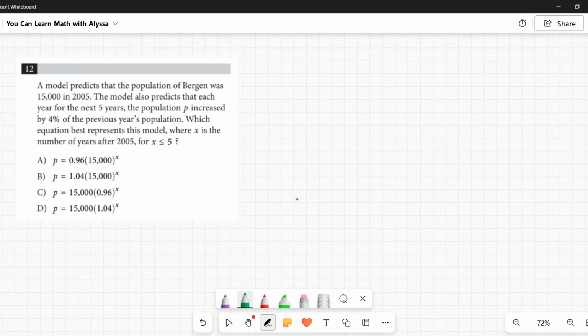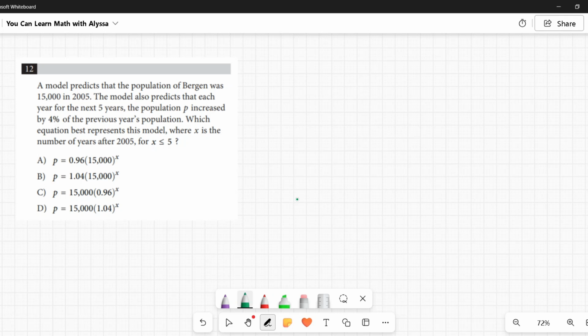Number 12. A model predicts, this is a scientific research model, not a fashion model. A model predicts that the population of Bergen was 15,000 in 2005. The model also predicts that each year for the next 5 years, the population P increased by 4% of the previous year's population. Which equation best represents this model where x is the number of years after 2005 for x is less than or equal to 5?